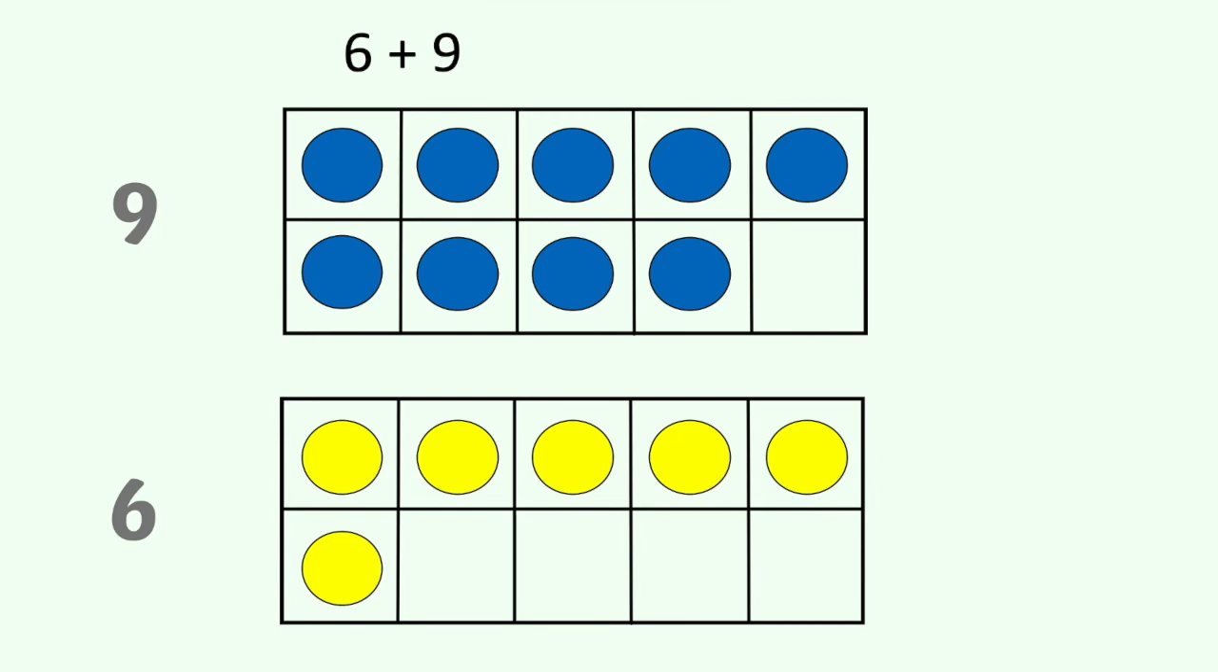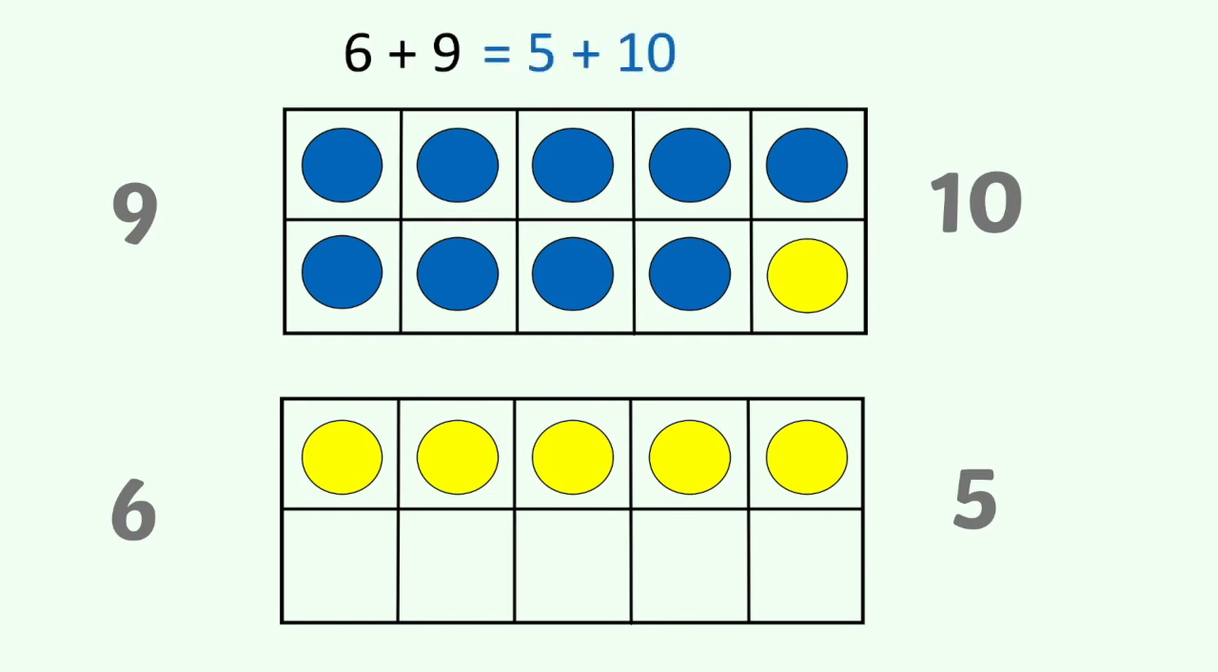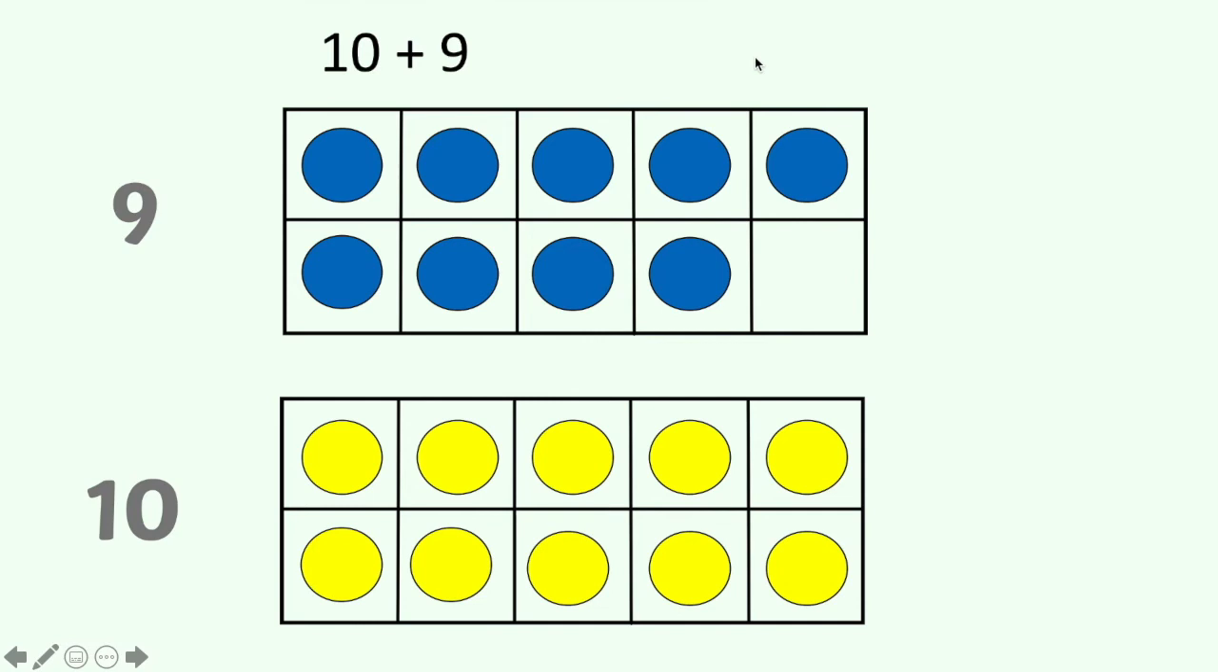Next one, 9 add 6. Think about in your head what it's going to become when we move that counter. That's right, it's going to become 10 and 5. So 6 add 9 is the same as 5 add 10, which is the same as 15. So 6 add 9 equals 15.